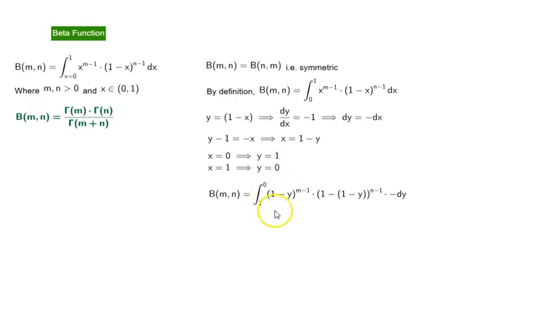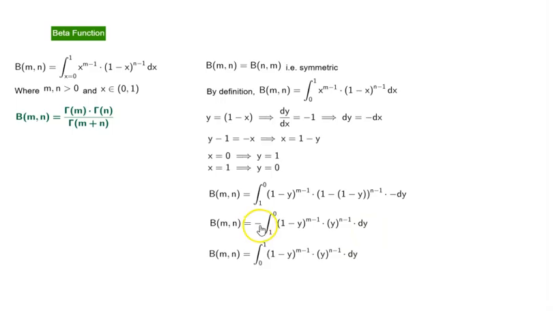1 to 0 of x to the power of m minus 1. That is, x is 1 minus y. So 1 minus y to the power of m minus 1 times 1 minus y to the power of n minus 1. And dx is minus dy. Simplifying it, we get beta of m comma n is equal to minus the integral 1 to 0 of 1 minus y to the power of m minus 1. 1 cancel out. We have y to the power of n minus 1 dy.